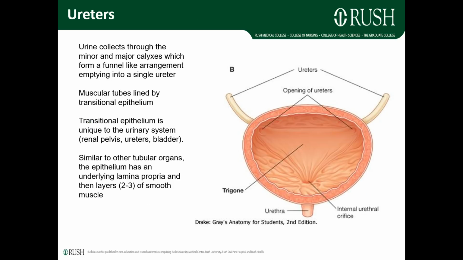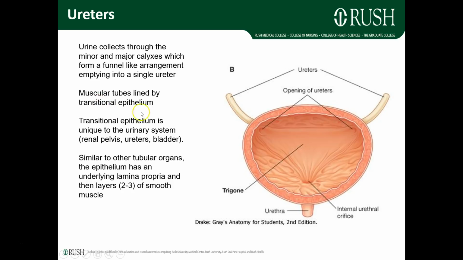So now we have finished with the kidney itself. We are now moving the urine away from the kidney, and the first portion of that are the ureters. So the urine that is collected within the kidney in the minor and major calyces is then emptied into a ureter per kidney.